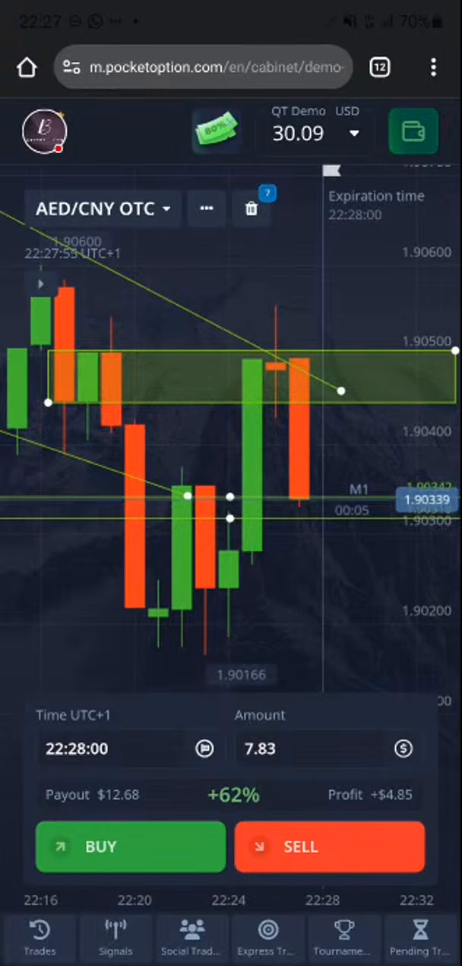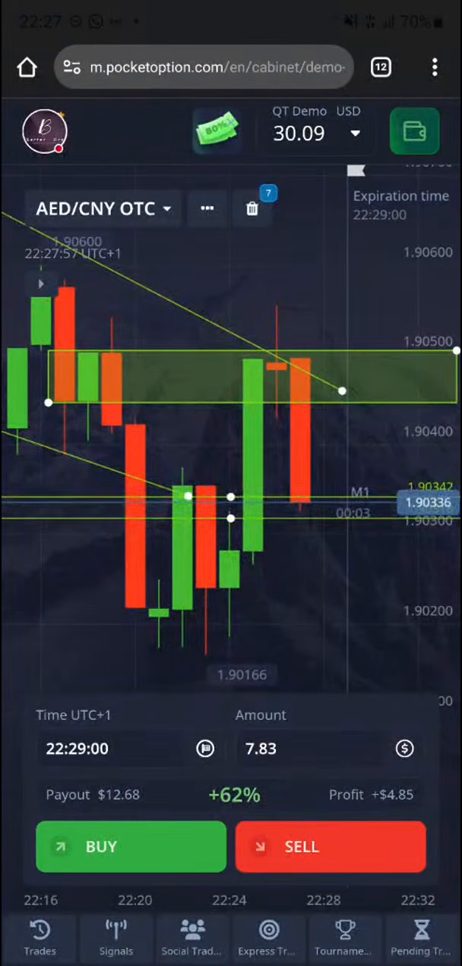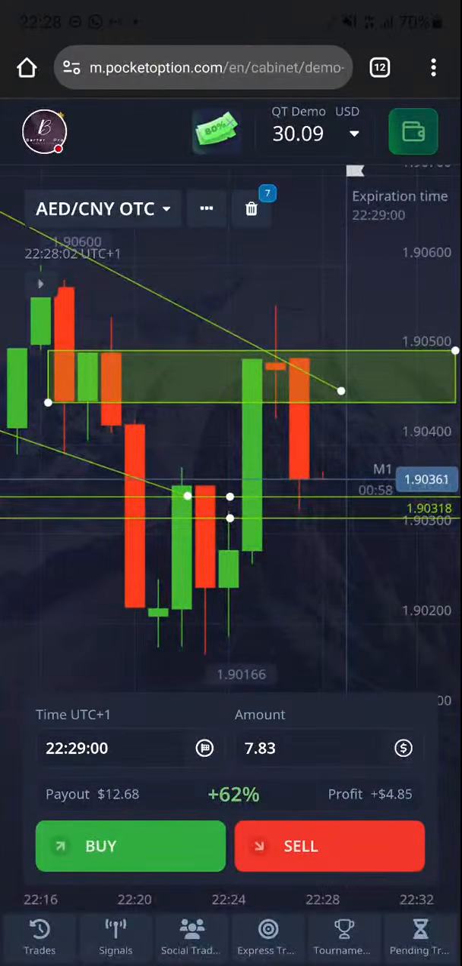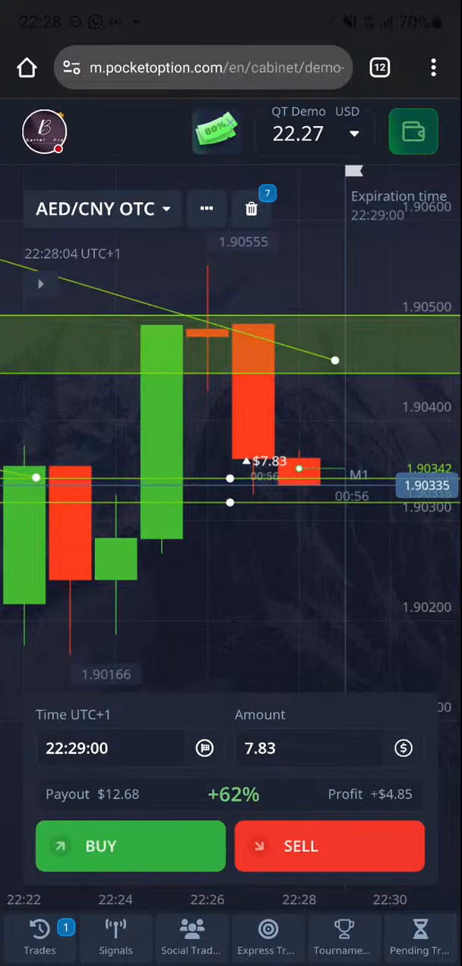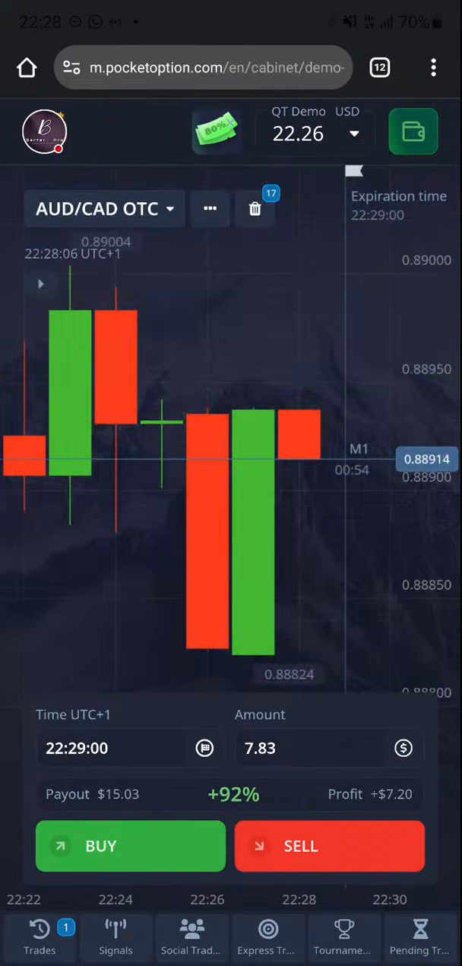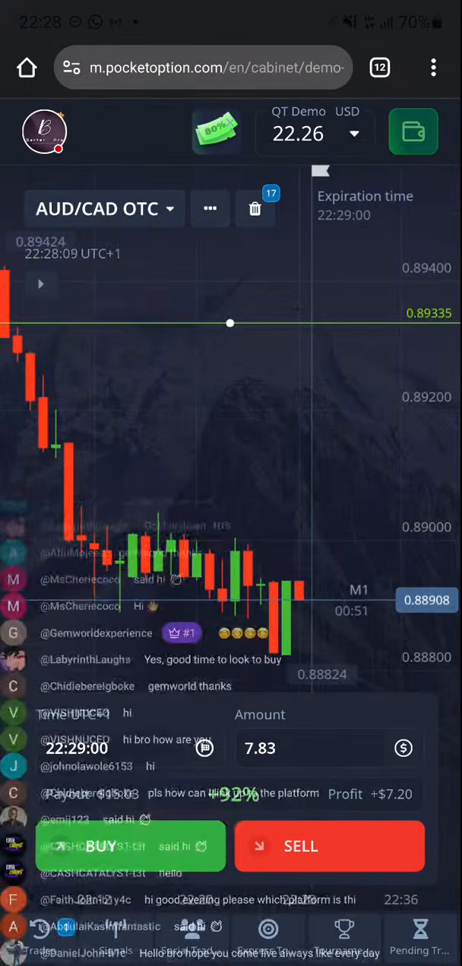I'm going with the buyers after this. I should change this market. Is it 62%? I should change this market. You know what? Let's change this market. I don't like when a market is not.